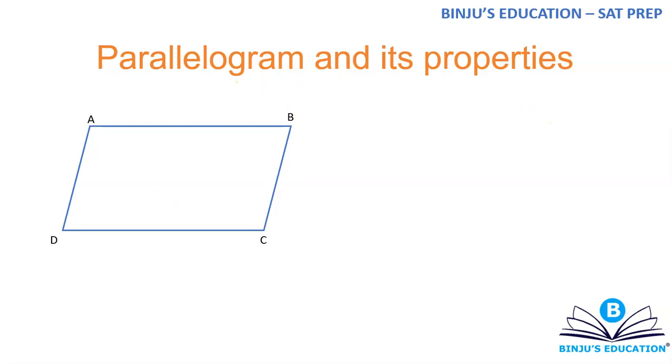So first of all, what is a parallelogram? A parallelogram is a quadrilateral whose opposite sides are equal and parallel. So you can say that AB is equal to CD, AD is equal to BC, and AB is parallel to CD, AD is also parallel to BC.